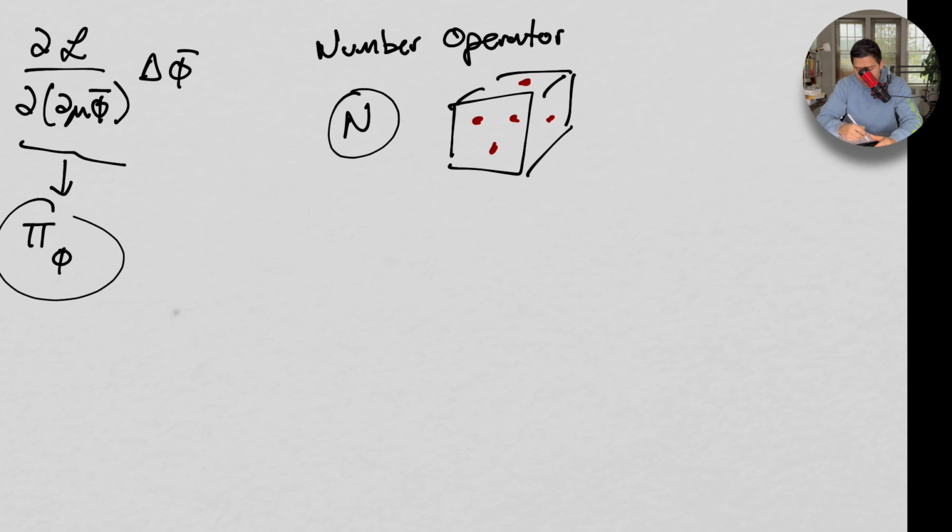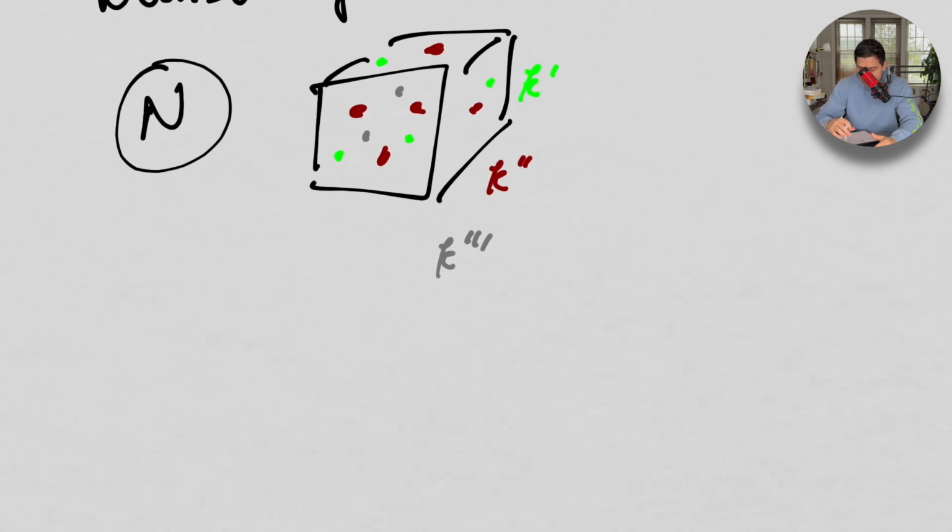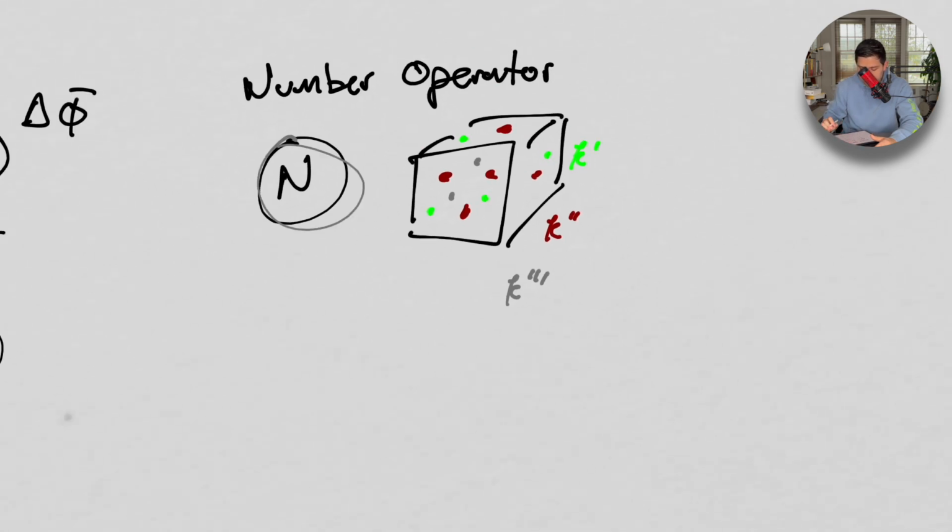So we can assign, say, green particles with K prime, and we can associate these particles with this color as K double prime. We can associate maybe gray particles with triple prime K. These are all different values of K, and this number operator is going to help us count those particles in that volume. All right, and the smaller the volume we get, the smaller the number is going to be.